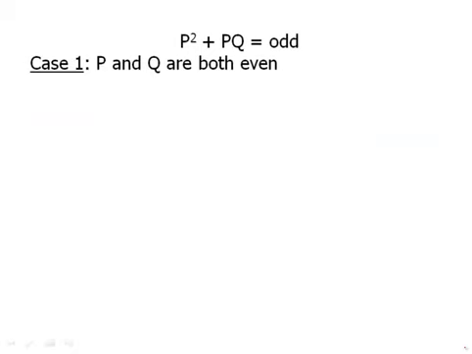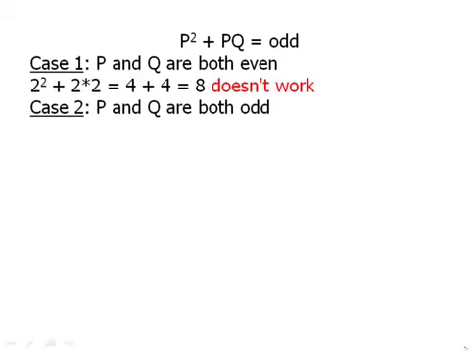Case 1. P and q are both even, so we're just going to plug in 2. P equals 2 and q equals 2. We get 2 squared plus 2 times 2, 4 plus 4 is 8. That's an even number. That doesn't work. We'll try both odd. Pretend that they're both equal to 1. P equals 1, q equals 1. We plug in, we get 1 plus 1 is 2, which is an even number. That doesn't work.